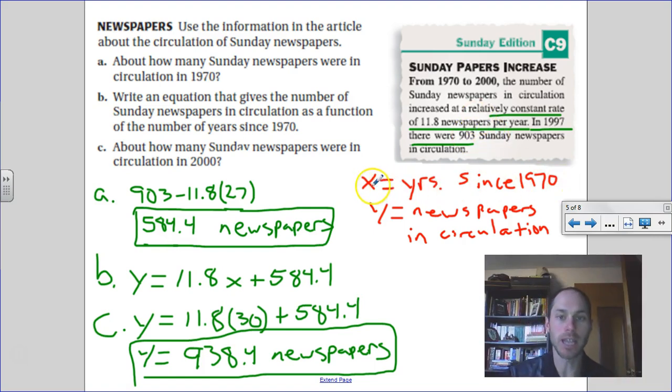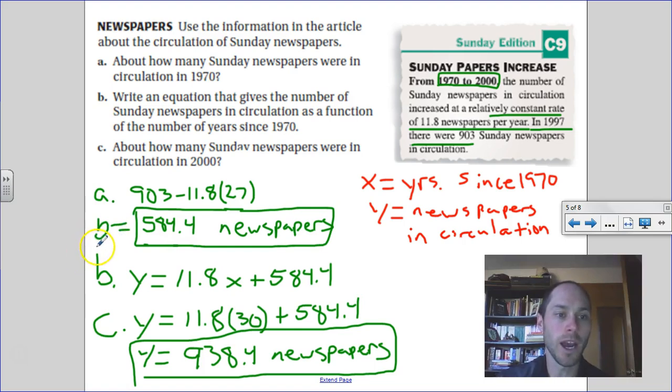I've defined my variables. X is the number of years since 1970, and y is the number of newspapers in circulation. So we know what we're talking about as I start writing my equation. First thing asks us how many newspapers were in circulation in 1970. So what I did is I took how many there were in 97 and went back in time. So I subtracted 11.8 per year for 27 years to get 584.4 newspapers. So that would be our initial or starting point, because this is the time period that it's going from 1970 to 2000. So that would be my b value, right?